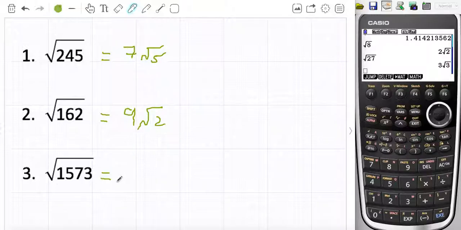And I deliberately put this one in to make it a bit harder. It's divisible by 121. So the square root of 121 is 11, giving 11 root 13. Bit of a tricky one, that one.